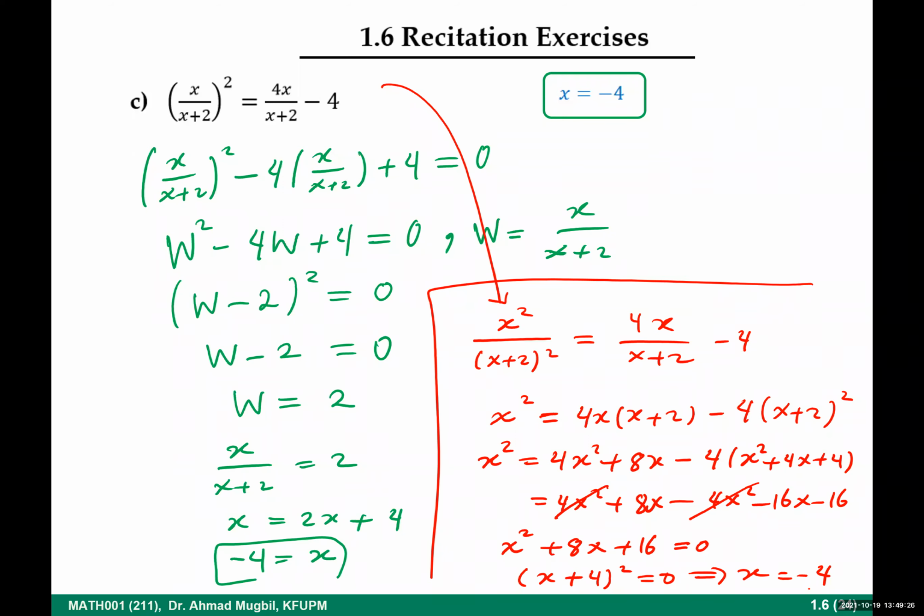It is better to check, but it is not a must here. We didn't square both sides. The only need to check is if you get negative 2. You have to be careful. You should reject x equals negative 2 if you obtain it as a solution. Okay.